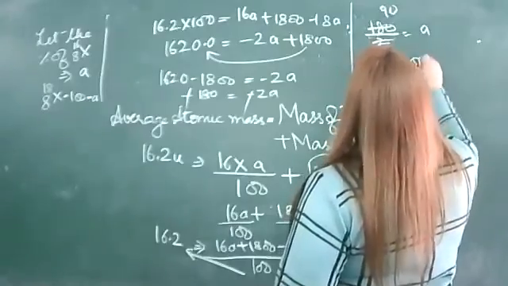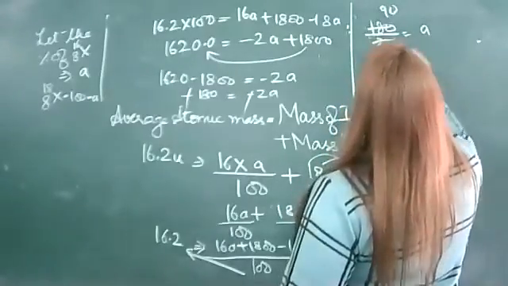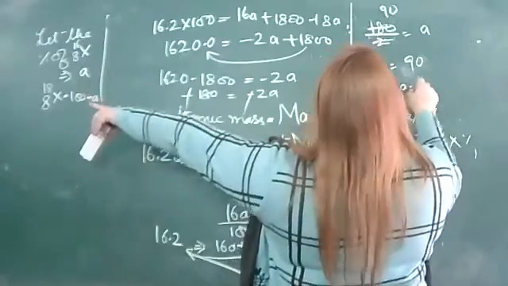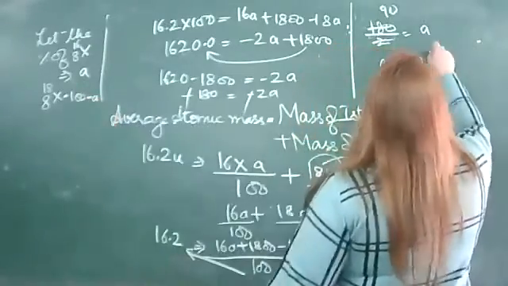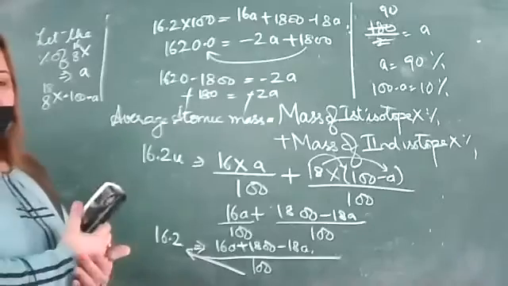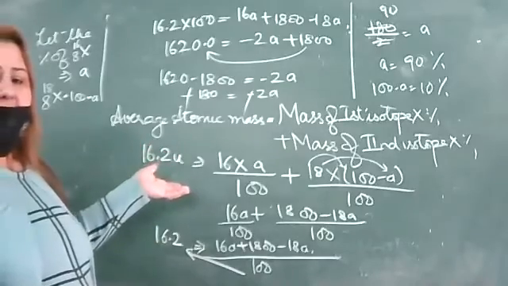A has come 90, and 100 minus A is 10%. Is it clear? Similar numericals we have already done with this.